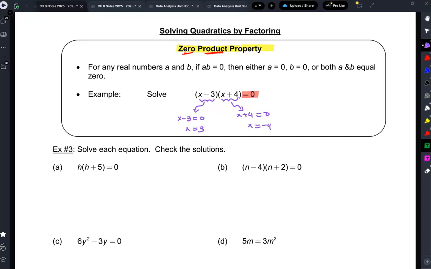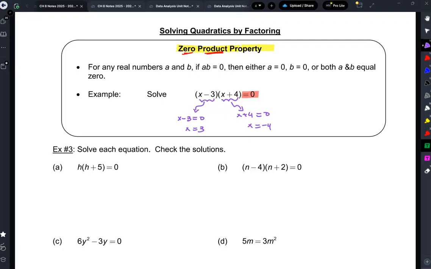All right? But you can only do this if you have things multiplied by each other and it equals 0. So if you had something times something equals 4, that doesn't work. You have to make it 0 first. Okay? And also, if you had something times something minus 5 equals 0, that also doesn't work. It literally has to be one thing times another equals 0. That's it. Okay? All right. So here we go. Let's do some of the problems here.